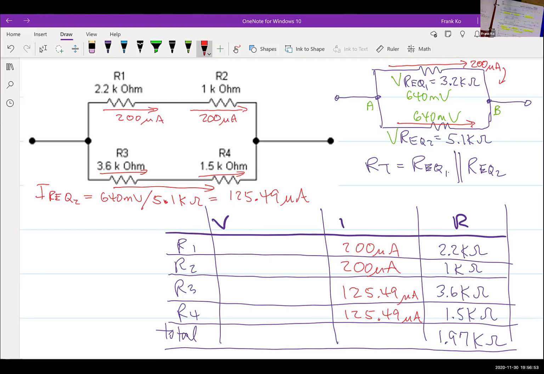So far so good. So how do I determine my total current? I have 200 microamps flowing in from the top, right here. I have how much current flowing in from the bottom? 125.49 microamps flowing in from the bottom. What is happening at node B when these two currents come together? Don't these currents add to give you a total current coming out? So what is my total current coming out?